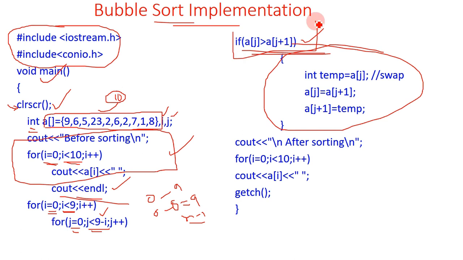This is the comparison for the bubble sort. We compare the adjacent values, array of j and array of j plus 1. We are comparing these values. If you want to arrange the elements in descending order, then just use the less than sign instead of this greater than sign.